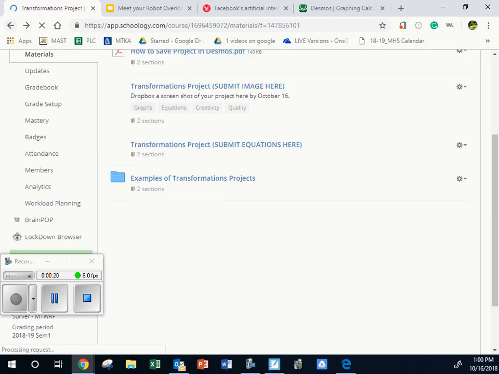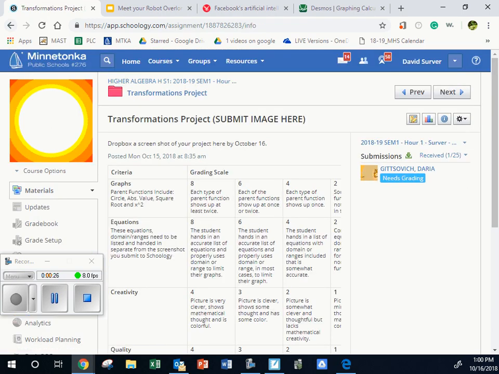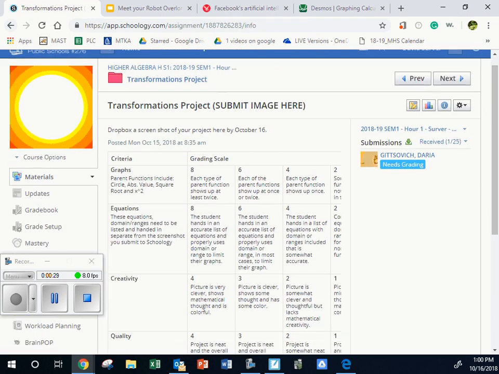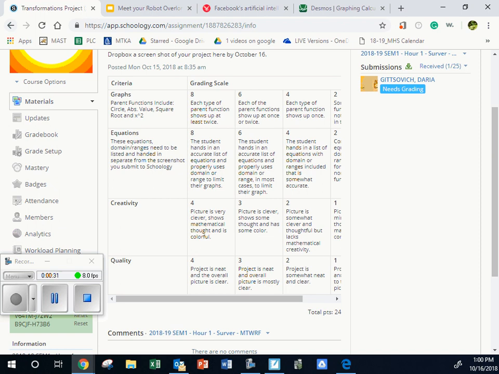Like for instance, note that right here: Transformations Project, submit image here. Here's my grading scale. And what are the things I am looking for? You have to have each type of parent function show up at least twice. What are the parent functions? They're listed in a different document. You have to have circles, absolute values, square roots, which are like this, and parabolas. You need two of them.